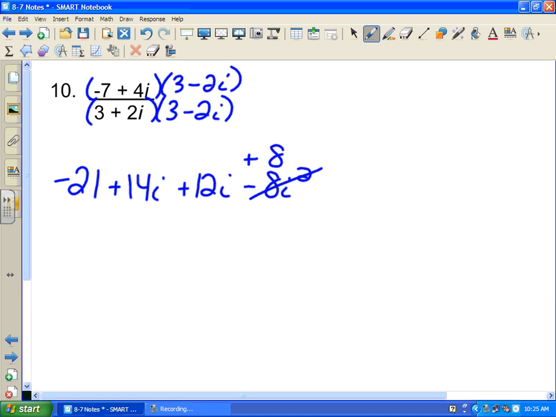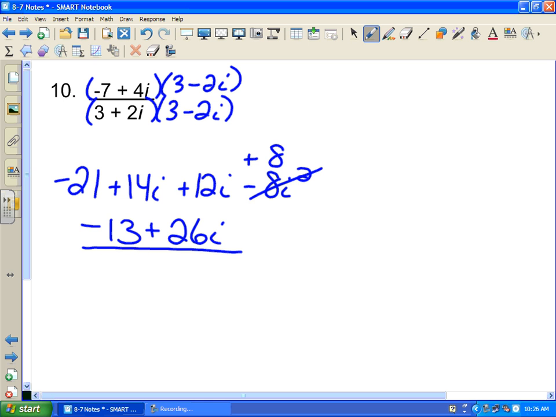If you don't want to even write that down, if you want to go and write plus 8, that's fine. That's good. It shows you know what you're doing. Add like terms. So negative 21 plus 8 is negative 13. And 14i plus 12i is 26i.